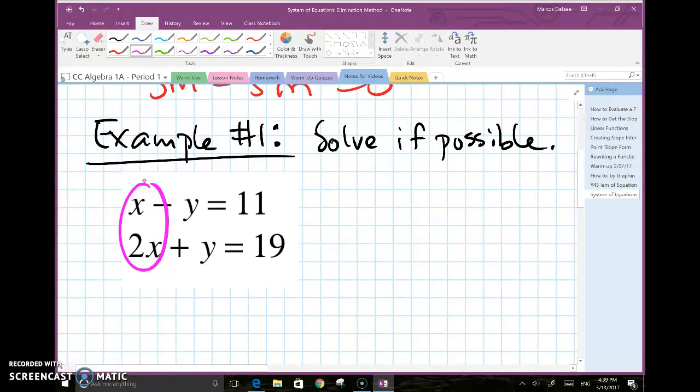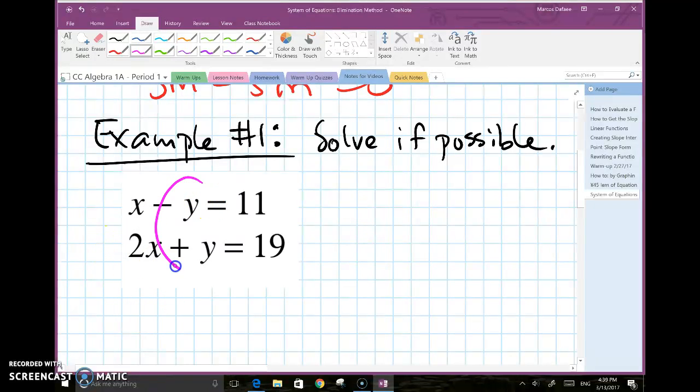Now, if I were to combine these going in a vertical downward direction, x and 2x would not eliminate. They would actually create a 3x. Now, that is nowhere close to elimination. That's actually creating more than what I had in the beginning. So I'm not going to go with the x and 2x. I'm going to look at my y's instead.